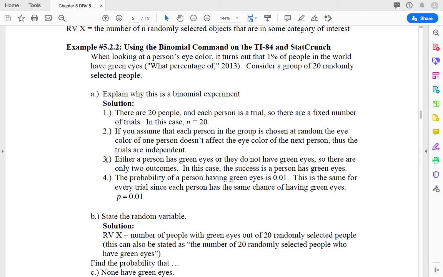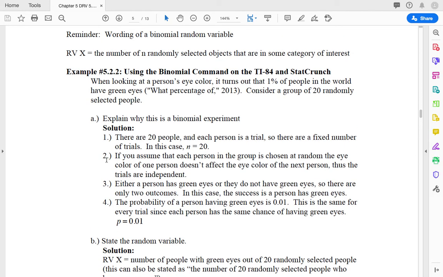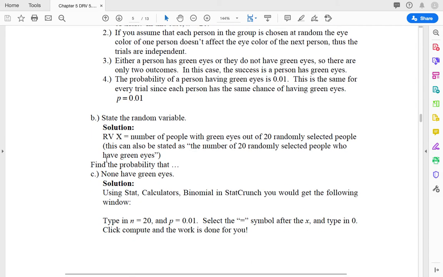Three, there are 2 outcomes, right? Either you got green eyes or you don't. You notice we're not counting green eyes and blue eyes and brown eyes, because that's 3 different outcomes. We're counting these 2 outcomes: you have green eyes or you don't, and that's all we're thinking about. And then state the random variable. The random variable is x, the number of people with green eyes out of 20.